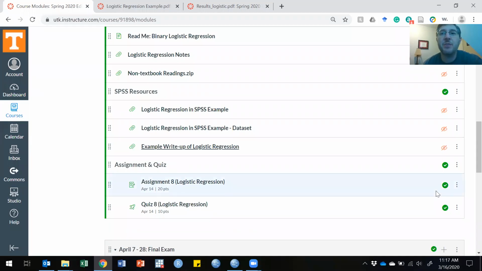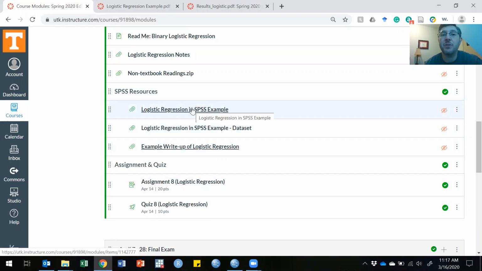Hi there, in this video we're going to walk through a logistic regression analysis in SPSS. You can follow along with the logistic regression example in SPSS here. Here's the example data set I'm going to be using, and here's an example of the write-up.